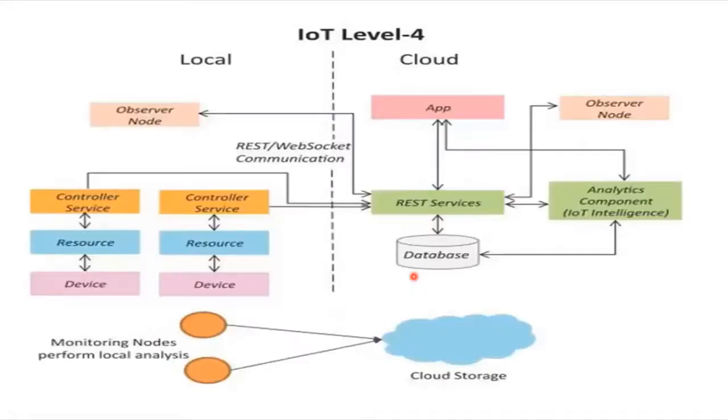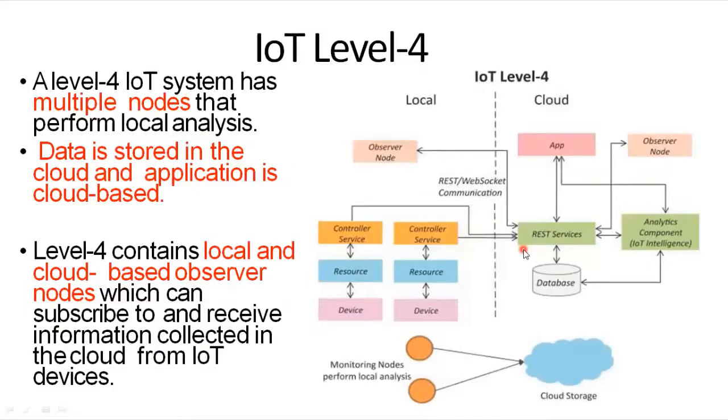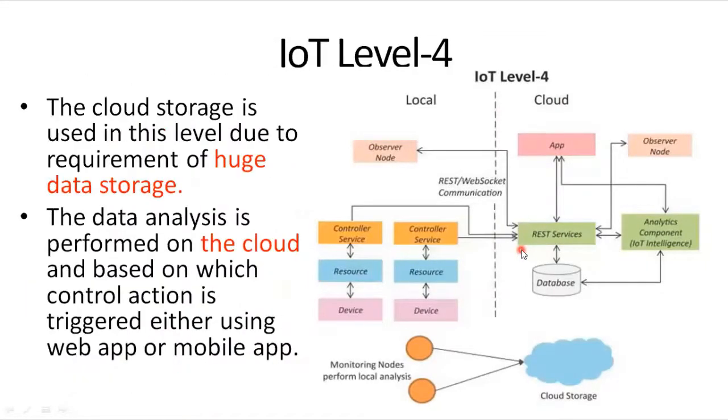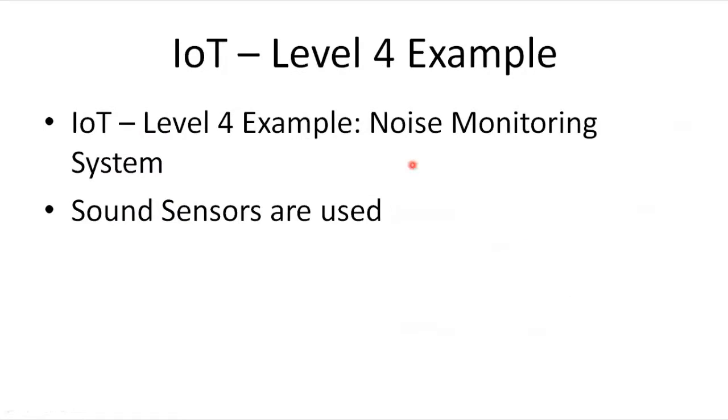Level 4 has multiple devices, not a single device. Up to now, a single device was there. Here there are multiple devices, and there is an observer node for the REST service. That is a difference here. Some of the data is stored in a cloud, and the application is a cloud-based application. But there exists an observer node in level 4. It's a noise monitoring system.